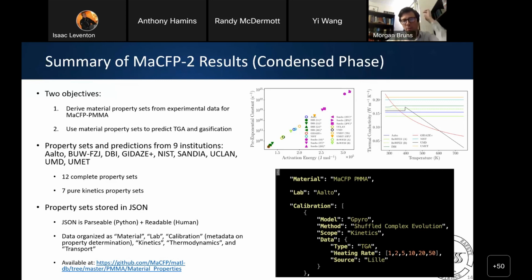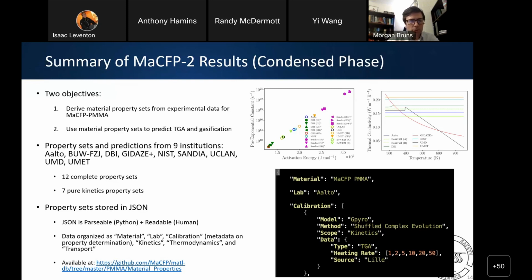The second side of it was we didn't want to just let people get the properties. We asked them to say, well, what did these properties tell you about how you would predict TGA beyond the regime at which you obtained the parameters, but then also in gasification tests. We'll talk more about this in a second, but I want to emphasize that these results that were presented were strictly predictions. There was no data to validate them against, and so that's something that we're going to be remedying in the next case that Isaac will talk about.